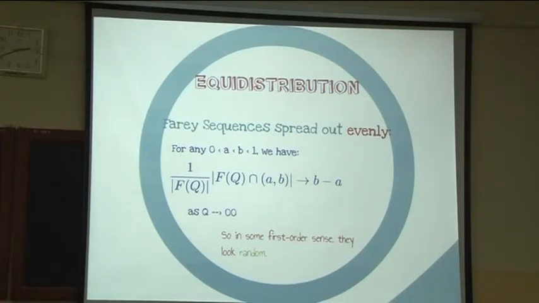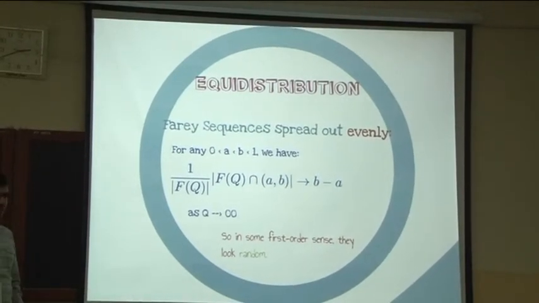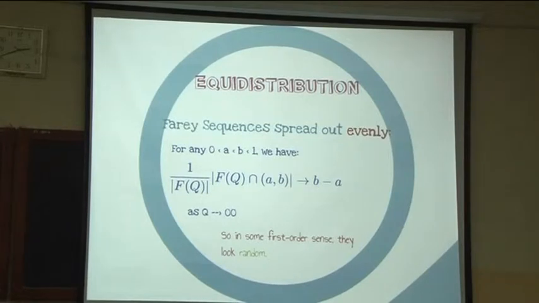You can also tell your computer to do this, and your computer will tell you this very quickly. It's not a hard exercise to get your computer to tell you this, or some approximation. So in some very loose first-order sense, this list of numbers looks random.